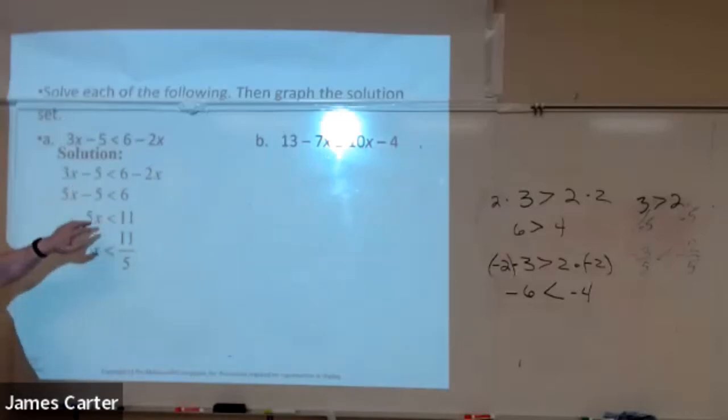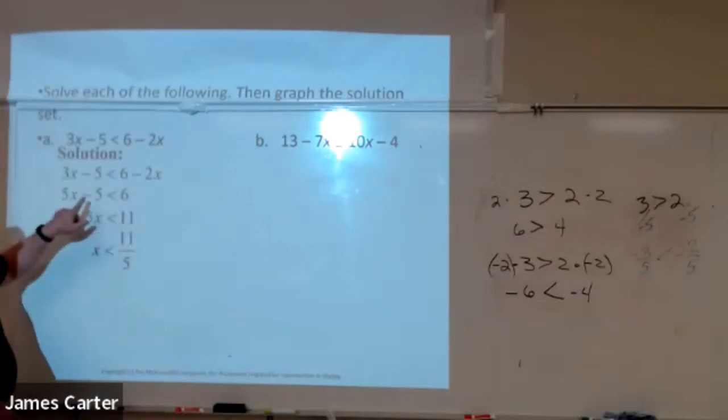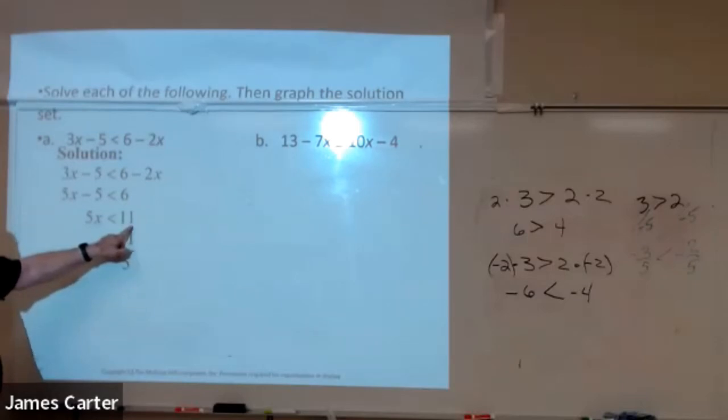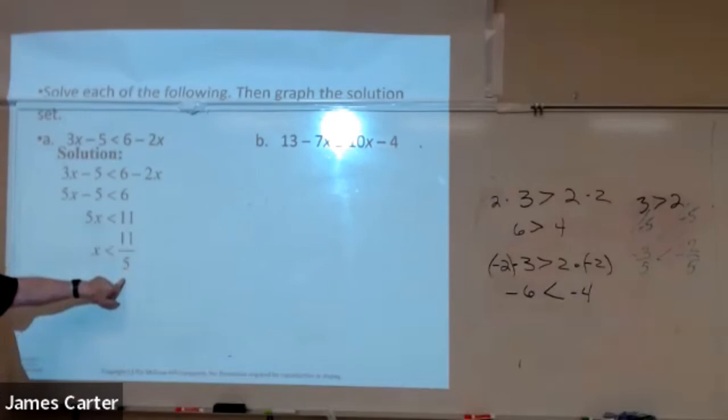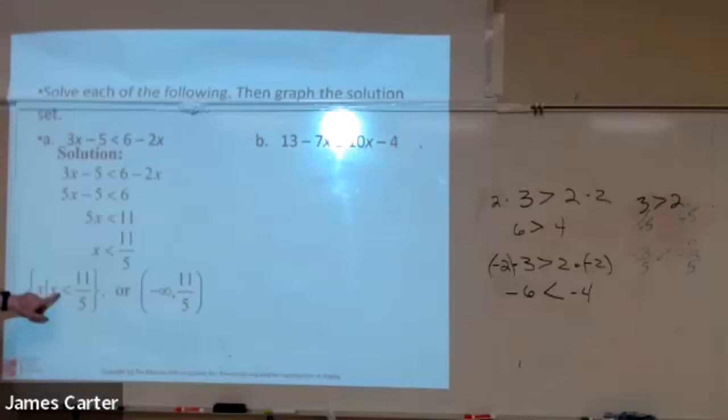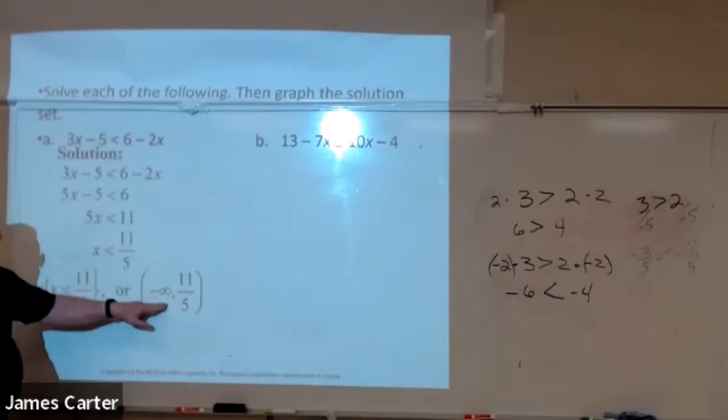What did I do? Well, I combined variables on one side, then I moved the numbers to the other side, then I divided both sides by 5. Same thing we would do if it were an equal sign, right? So now, here is the set notation for this, but here is the interval notation for this.